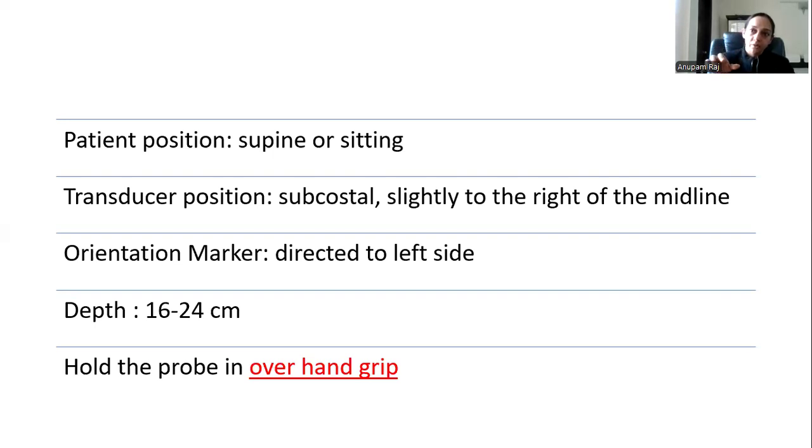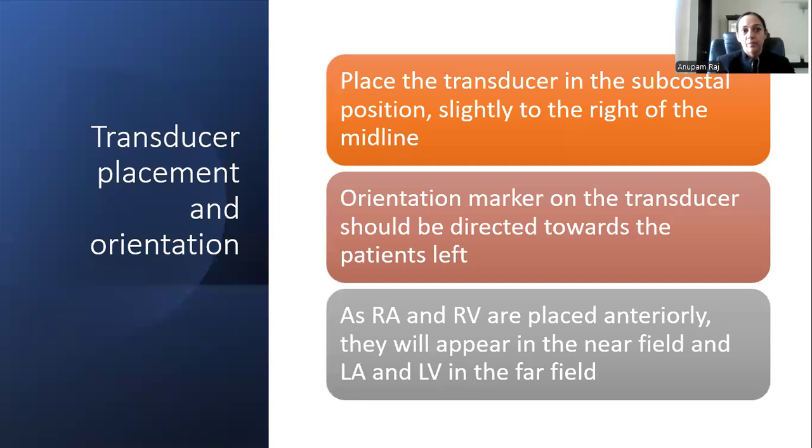The reason is that you're going to dig into the patient's abdomen to get the best view. If your hand is in an underhand grip, holding the probe from below, then it will obstruct getting a good image. So hold the probe in an overhand grip so that you can get the best image.